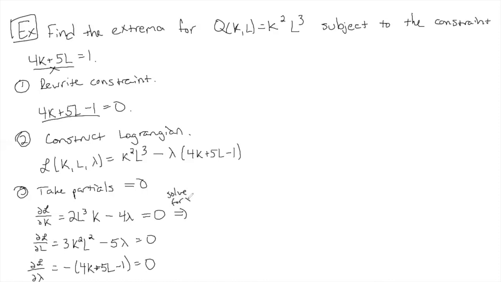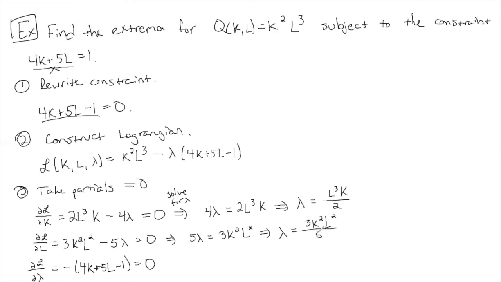Solve for lambda. Looks like I get 4 lambda equals 2L cubed K. Okay, so I have to divide both sides by 4. And I get lambda equals L cubed K over 2. Great. Now here in this one, I get 5 lambda equals 3k squared L squared. And solving for lambda, I get just 3k squared L squared over 5. Nothing really reduces there.